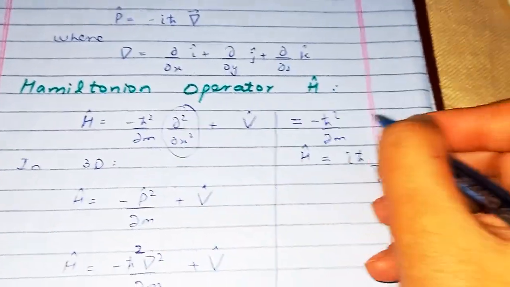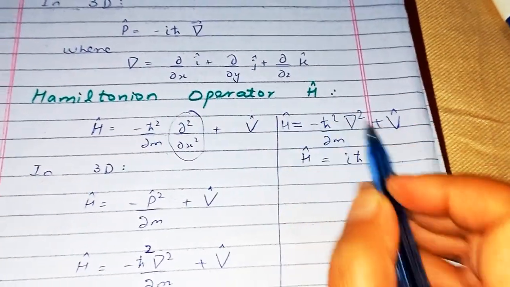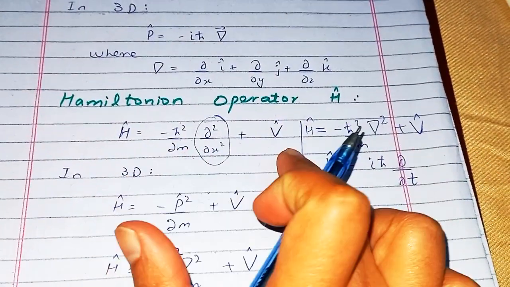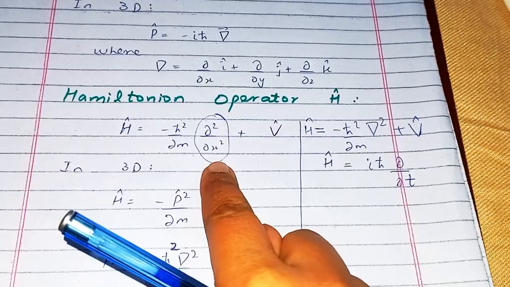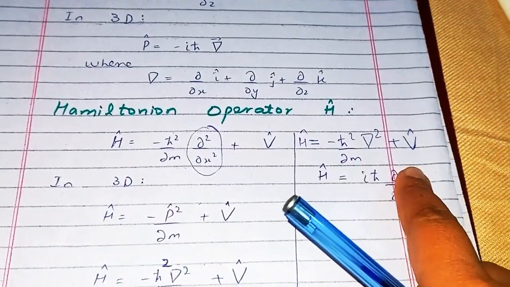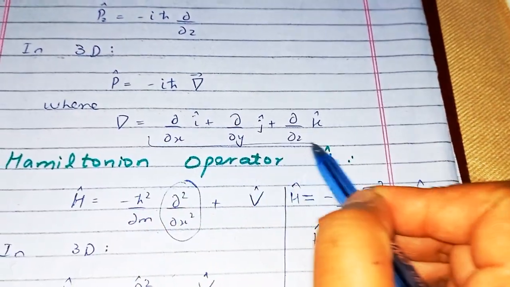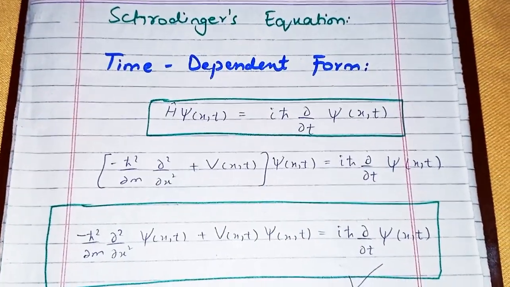Instead of this operator you'll write delta square plus v. That is the Hamiltonian operator in 3D, and that is the Hamiltonian operator in 1D. Wherever it's partial by partial x or partial square by partial x square, replace it with delta sign and you are getting it in 3D, where delta is actually equal to this thing. Okay, so next we have Schrodinger's equation.